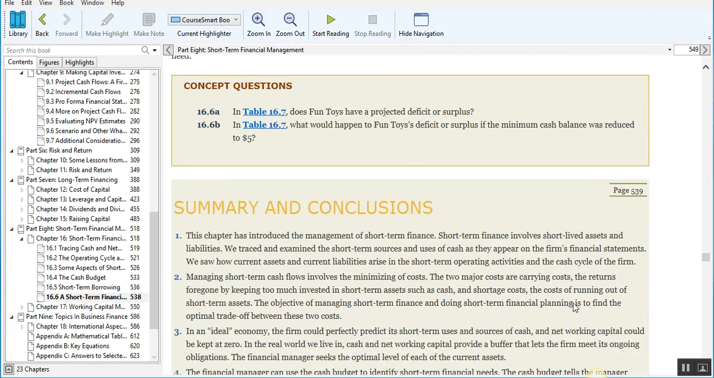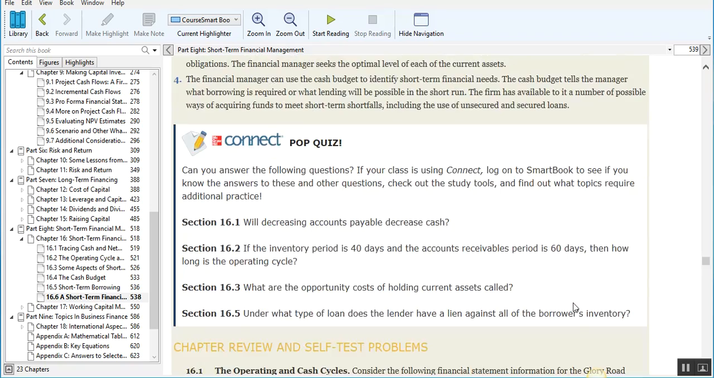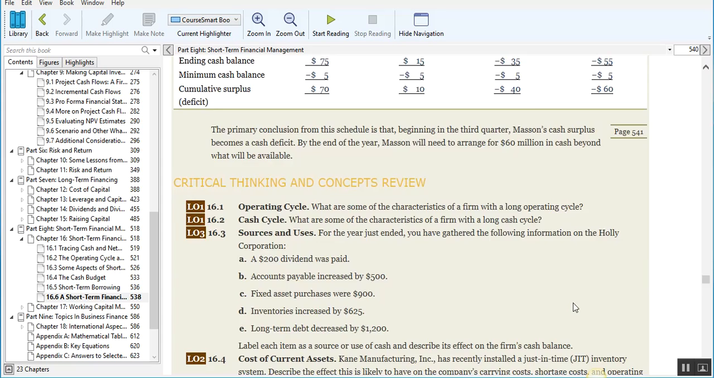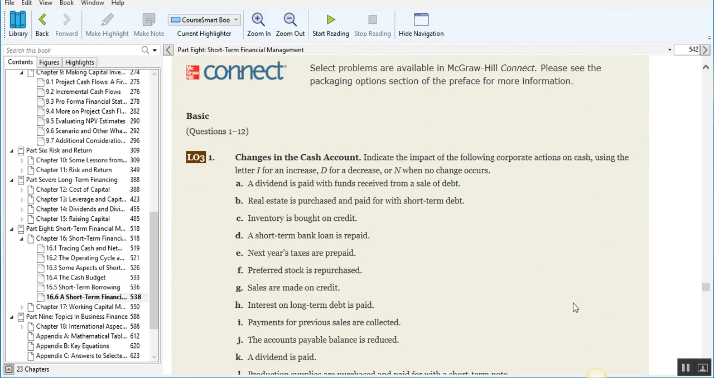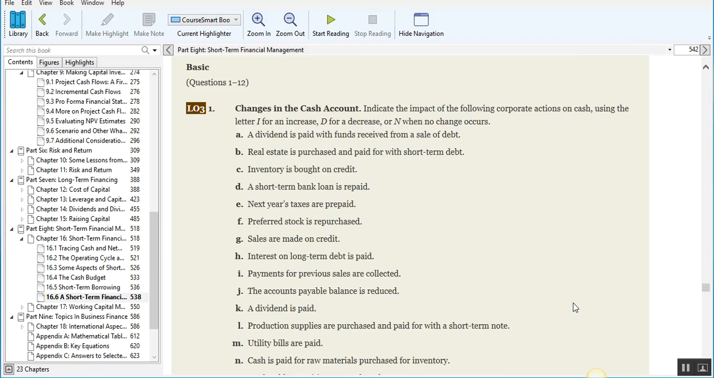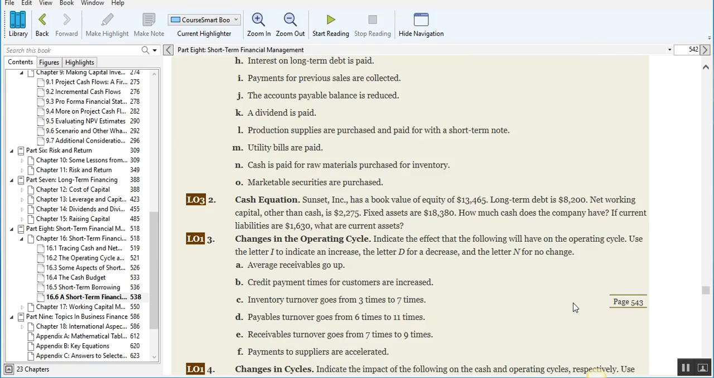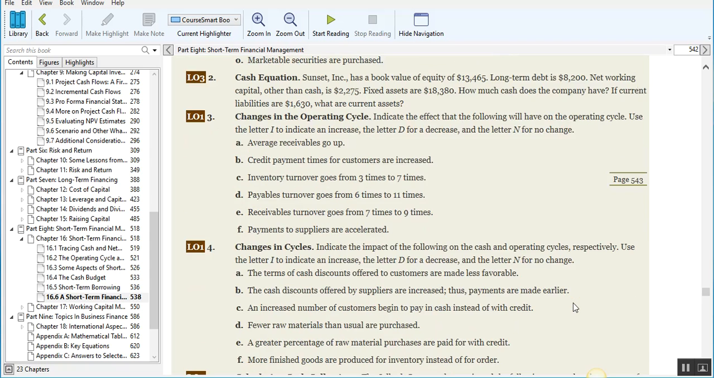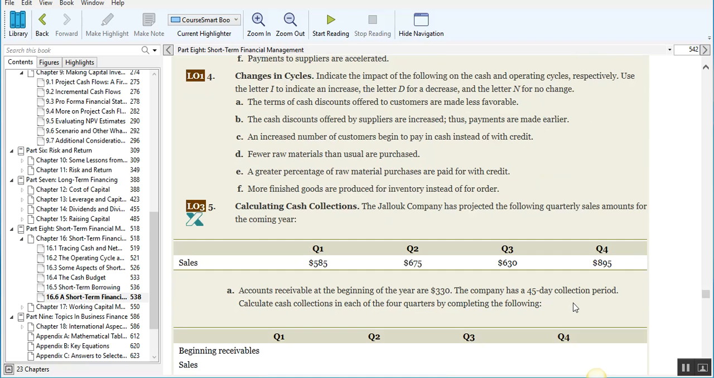That's what you'll need to do with the homework. So the homework here is problem 1, 3, and 5. In problem 1, you're going to look at changes in cash account and identify what changes happen. In 3, you need to identify changes in the cash in the operating cycle. What does this do to it? And number 5, you need to calculate cash collections, just like in that cash budget we mentioned up above.